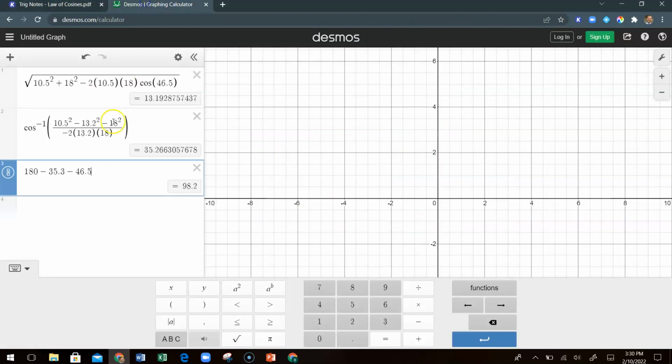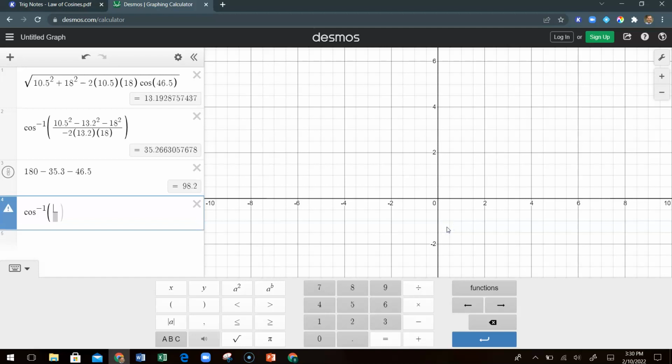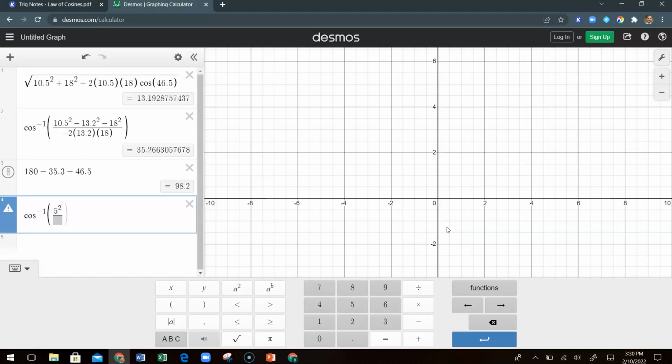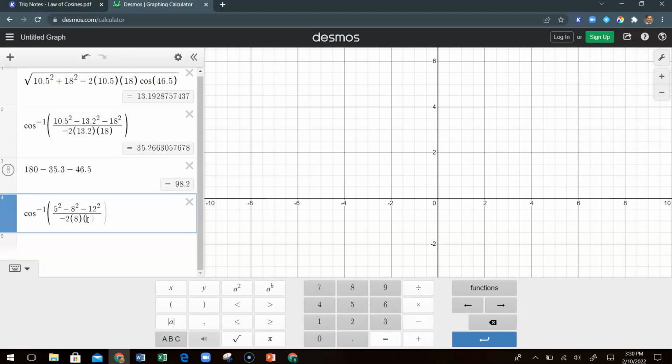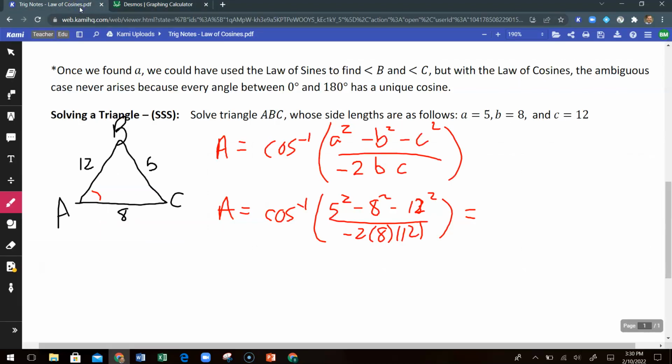And I can just go to Desmos and do that. Again, find my function here, inverse cosine. 5 squared minus 8 squared minus 12 squared over -2 times 8 times 12, and I get 17.6. That is the angle A, 17.6 degrees.